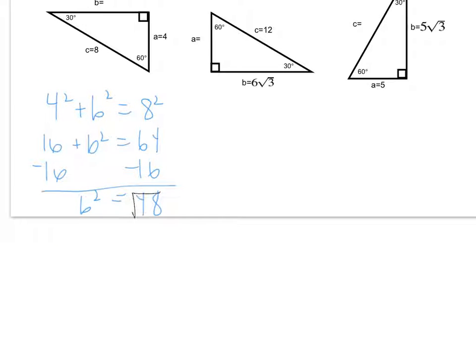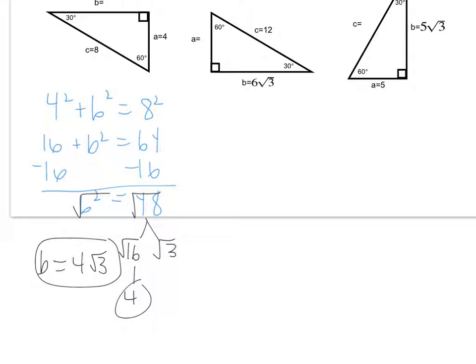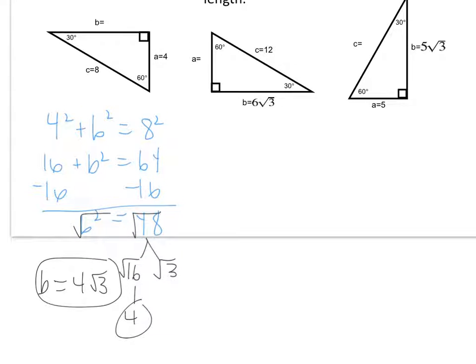So I'm going to take the square root of both sides, and a square root that goes into 48, the largest perfect square would be 16 and 3. Square root of 16 is 4. So here, b would equal 4 square roots of 3. So if I go back up, I can write b equals 4 square roots of 3. Now let's look at the second example.